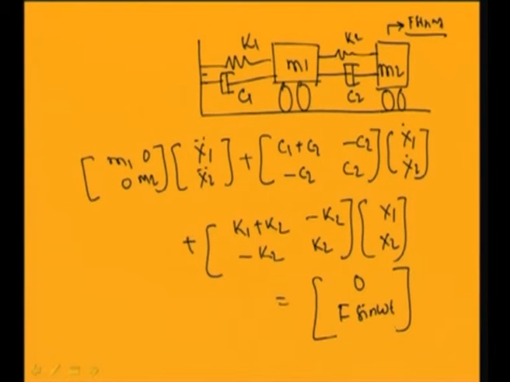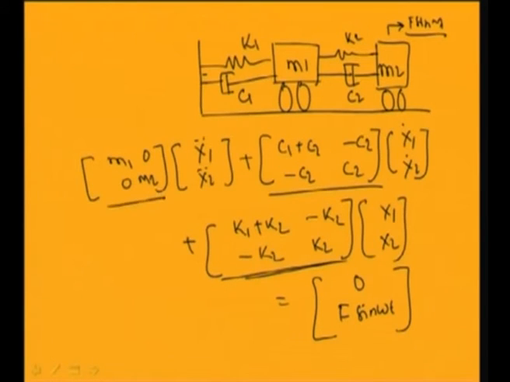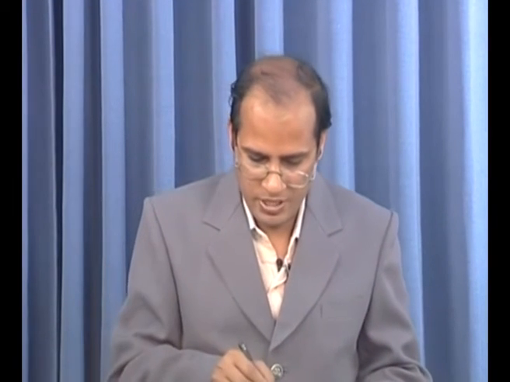So in this case, this is the stiffness matrix, K1 plus K2, minus K2, minus K2, K2, and this is the mass matrix, and this is the damping matrix. This damping matrix, if it is not symmetric, in this case it is symmetric. If it is not symmetric, then you cannot find the uncoupled equation, but in this case you can find an uncoupled equation by using the modal matrix.